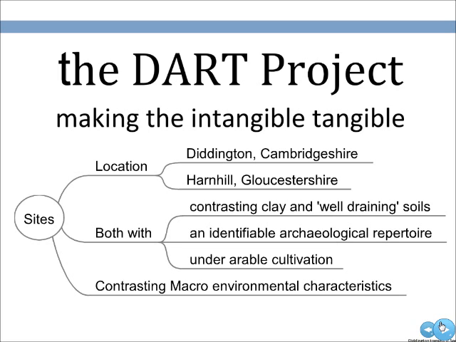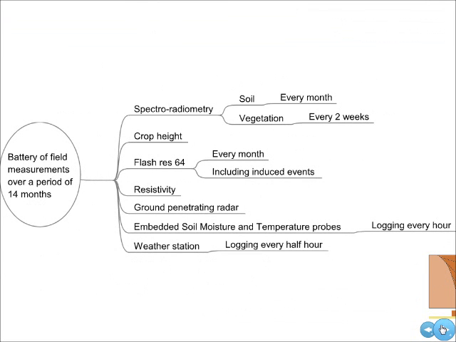And we're going to run a whole range of different measurements over a 14-month period. So it's spectradiometry, which is essentially a spectral camera, where we'll be looking at soil and vegetation every month, and when the crop is growing, we'll be going back every 2 weeks to Diddington. We'll be looking at crop height. We'll be using Flash Res 64, which is a resistivity device, and we'll also be inducing events there to look at changes, putting water on the sites, traditional resistivity devices, ground penetrating radar. We'll be embedding soil moisture and temperature probes, and they'll be logging approximately every hour, and each site will have a weather station associated with it.